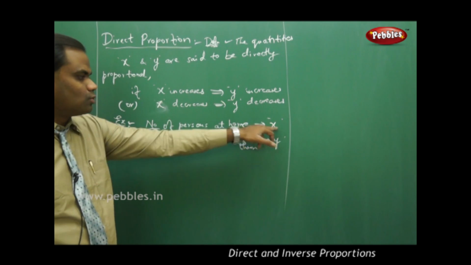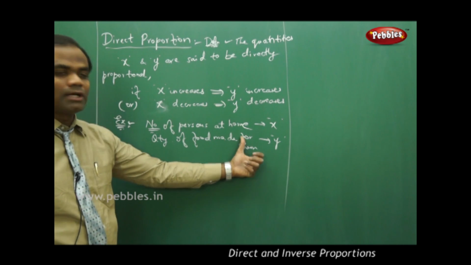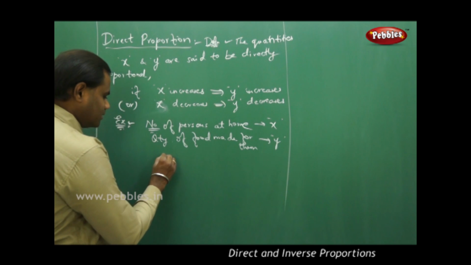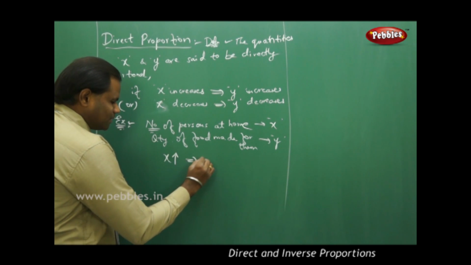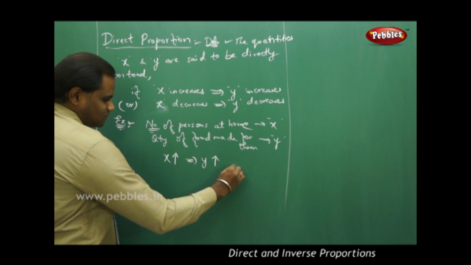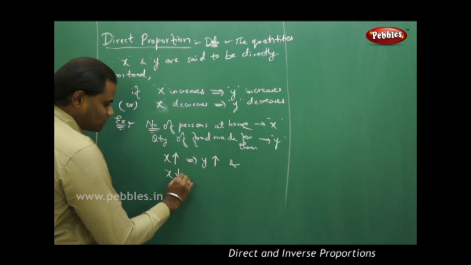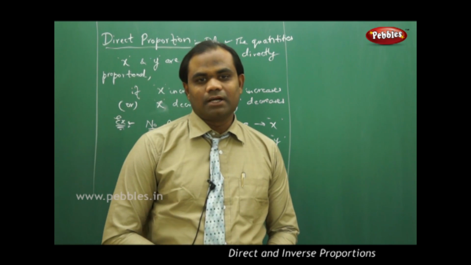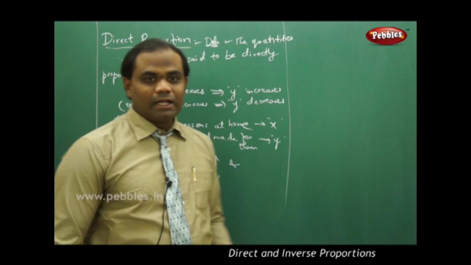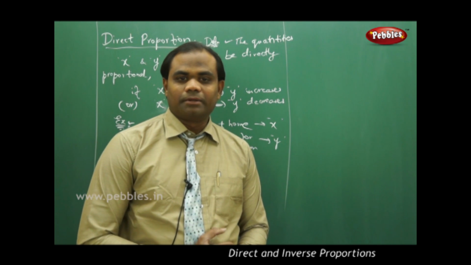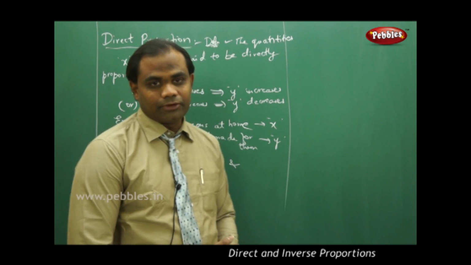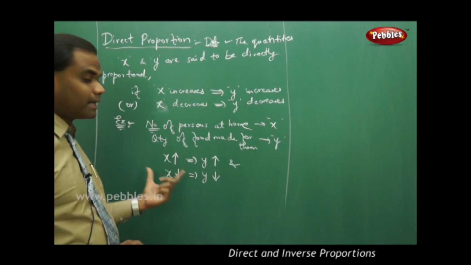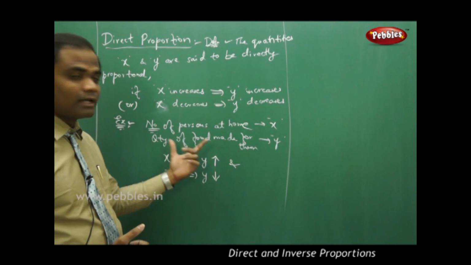More the number of persons at home, more is the quantity of food I need to make for them. So x increases, then y has to increase. Therefore, increase of x implies increase of y, and decrease of x implies decrease of y, because less are the number of persons in the house, then less is the quantity of food I need to make for them, which has already been taken as an introduction example problem. So this can be taken as a perfect example for understanding the direct proportion as a real life example.